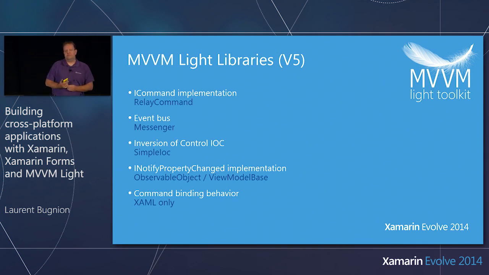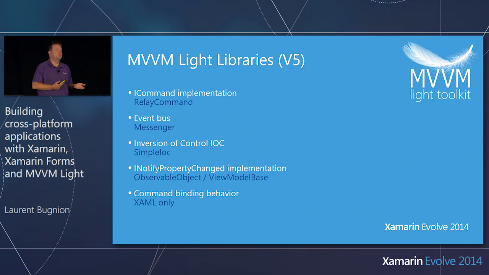There is a messenger. This is an event bus, basically a way to send messages from a sender to a receiver, without those two objects having to know each other. There is an IOC container. It's a simple IOC container, like the name shows, but it is enough for many tasks, especially on mobile applications. If you need a more powerful IOC container, you can just swap it quite easily in the code and use your own if you prefer.